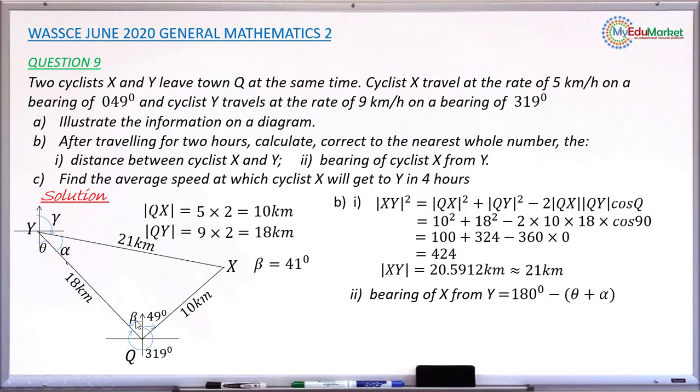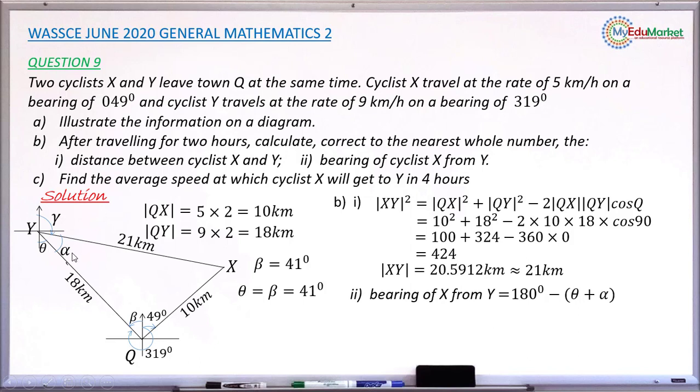We have the angle beta already as 41. Therefore, theta will be equal to beta and will be equal to 41 degrees. And the reason is that they are alternate angles. So angle theta is now known. Go back to my drawing. What remains is to find angle alpha.